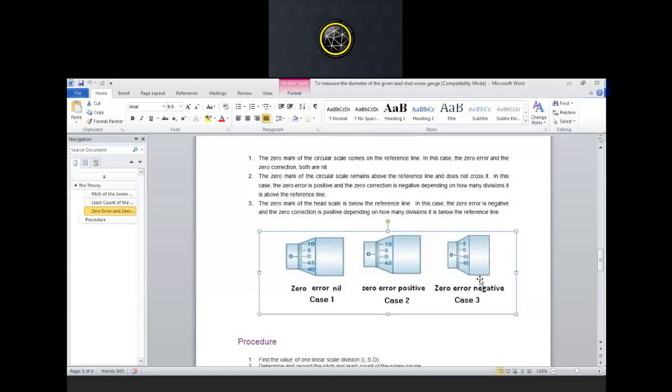The zero error will be positive. Third case, if the zero of the circular scale crosses the zero of the linear scale, then it will be negative error.